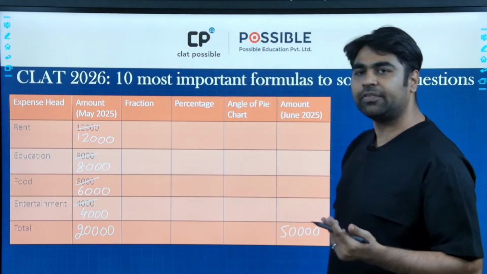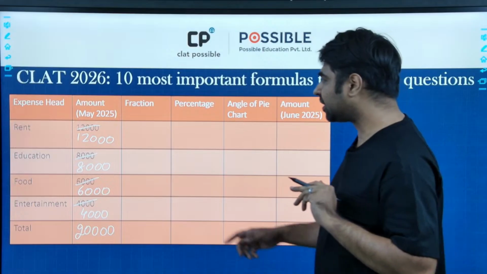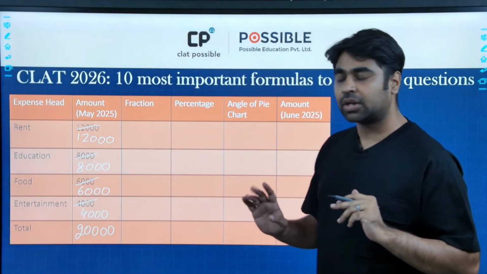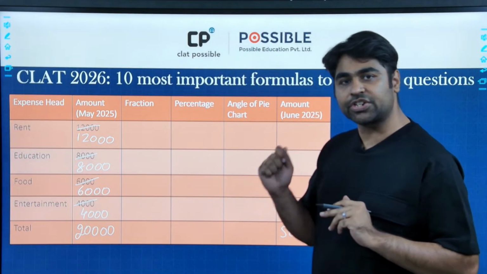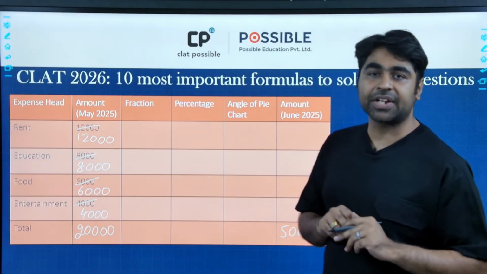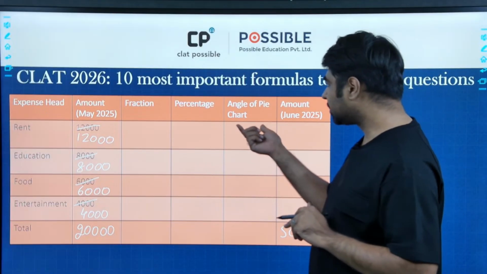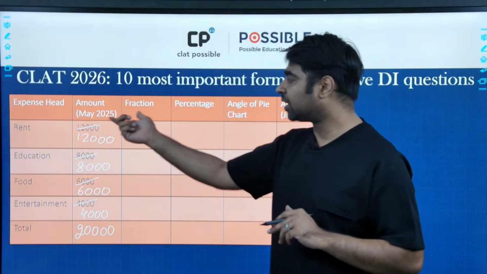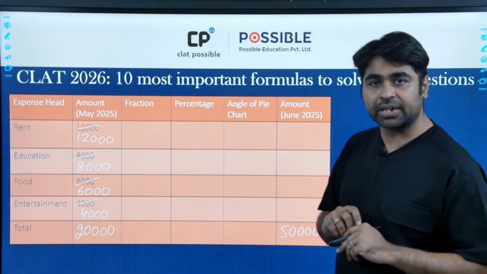So you have to tell me what fraction he spends on each of the items, what percentage he spends on each of the items, and what the angle of a pie chart would be if you have to make it, for rent, education, food and entertainment.